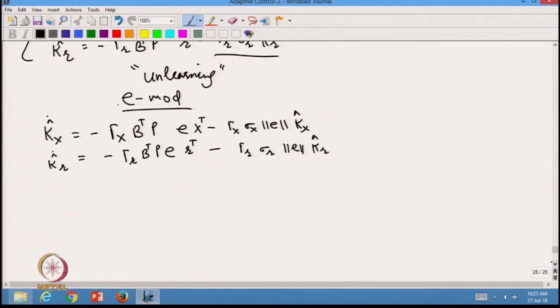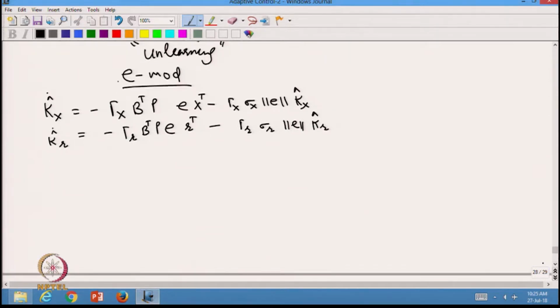So let us see if we can prove stability using this E modification term. Of course, if you simulate, you should be able to see some performance improvement using the E modification term as compared to the sigma modification term, because intuitively it seems that the unlearning phenomena would be curtailed. Okay. So, let us go back to the Lyapunov stability analysis and see if we can prove stability. So, we will use the same Lyapunov function candidate.